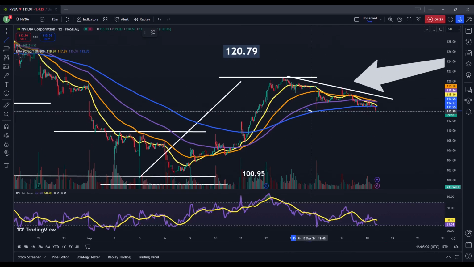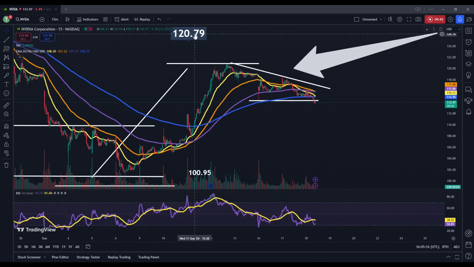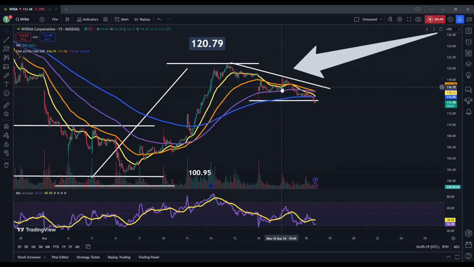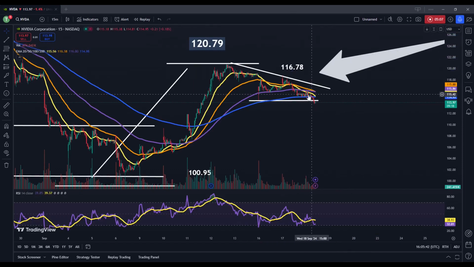So we'll just draw out this descending triangle type of pattern that is starting to develop, because what we're seeing here is a break of support in addition to the development of lower highs. So if we go back to those 120.80 highs roughly, we can see that this near-term high, more recently during the September 17 trading session, came in right around 116.78. So let's just mark that in here. It'll be 116.78. So that's this near-term high, and clearly this is lower than the 120.79 high that was posted previously.